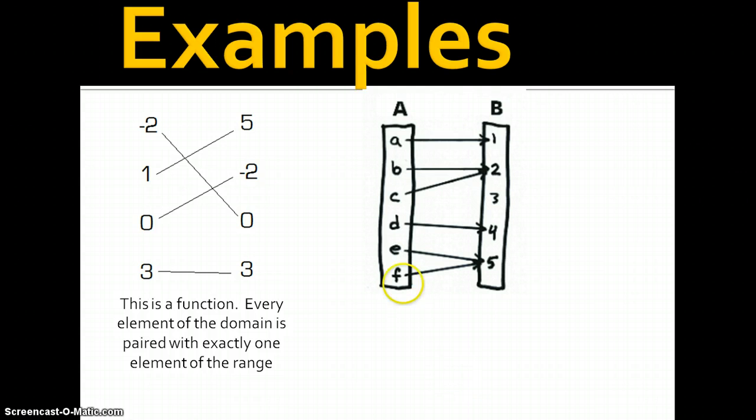Another example of a mapping, you can see our first a values, which is our x values. There's only one line coming off of each value, which means it is a function. Even though there are two lines going to the 5, it doesn't matter that the 5 is being repeated, only if the a values or the x values are being repeated.